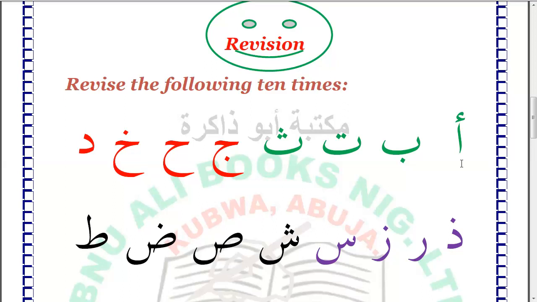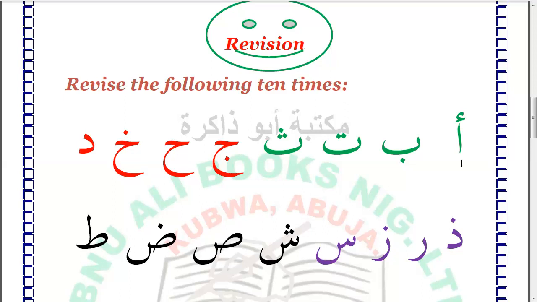Hamza can be written on top of Alif. Here Hamza is written on top of Alif. You can either read it as Alifun or Hamza. If you call it Hamza, you are right. Or you call it Alifun, you are equally right. Either Alifun or Hamza.